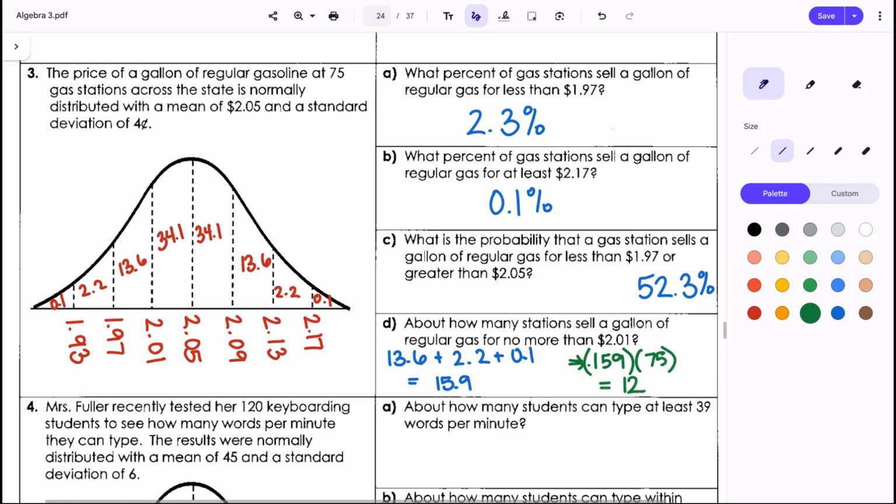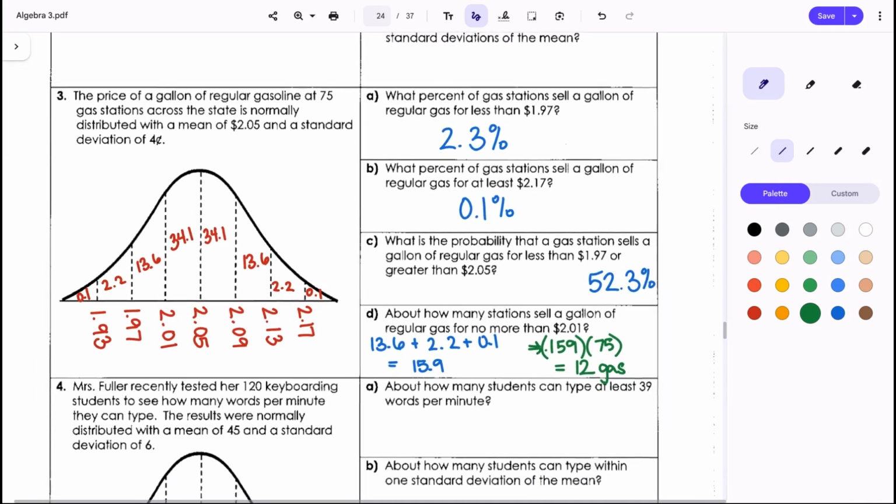Everyone agree? Again, being able to read and understand the wording, like when you see things like no more than or less than or greater than, you have to know where exactly on the table or on the bell curve you're looking in order to add the correct numbers together.